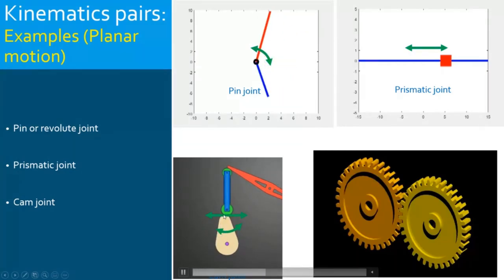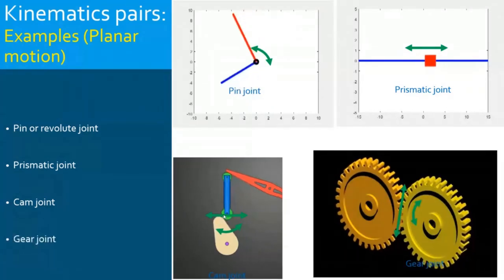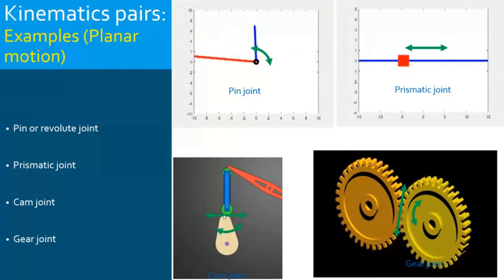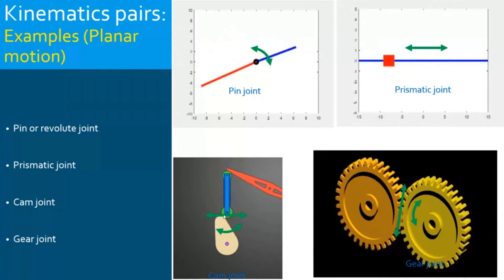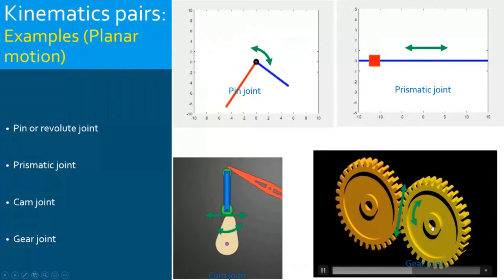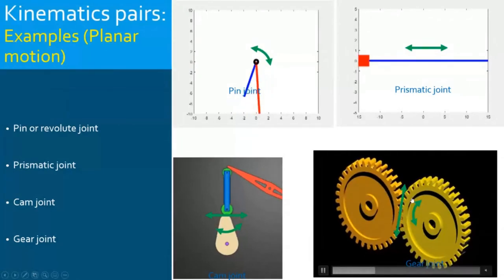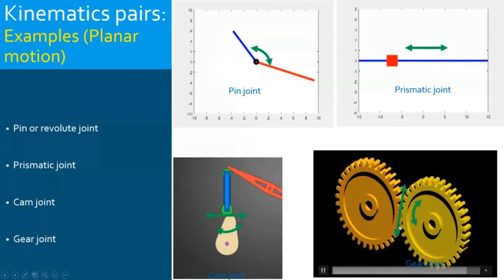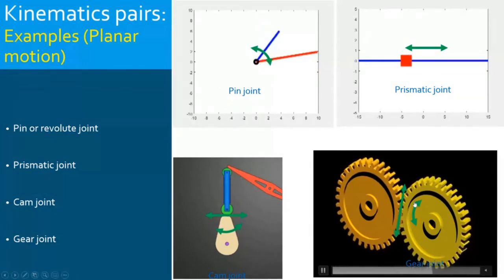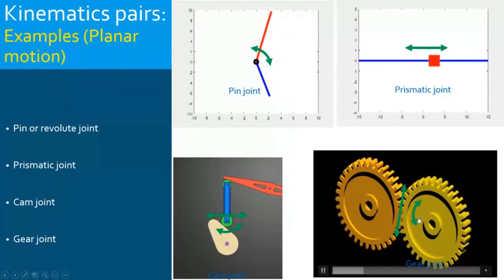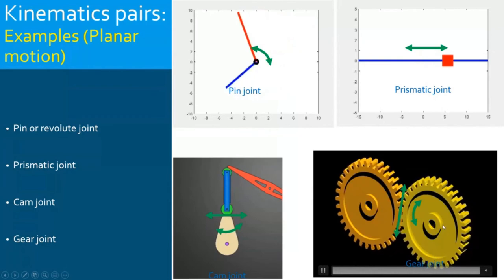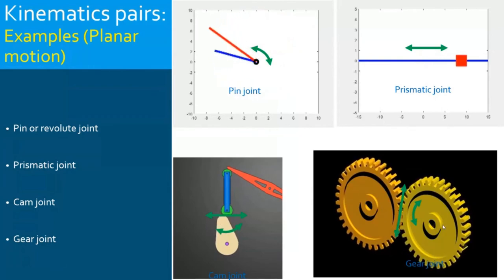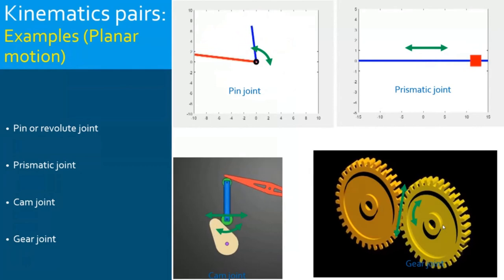And the last example for our planar motion is the gear joint. The motion is transferred through teeth. Here again, it's like the cam joint. One gear cannot go inside the other one, but they can rotate relative to each other. And the teeth, you see, are translating relative to each other. So there are 2 degrees of freedom allowed, one rotation and one translation, but only one translation is blocked. So these are the main kinematic pairs, or the main joints, that we are going to use in planar motion.